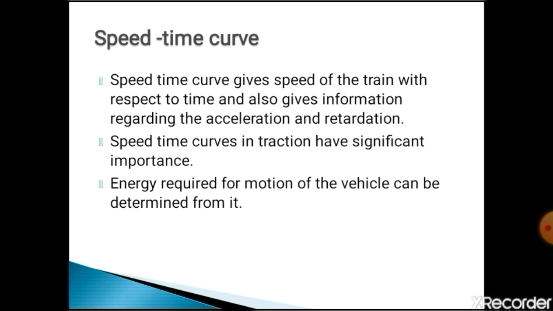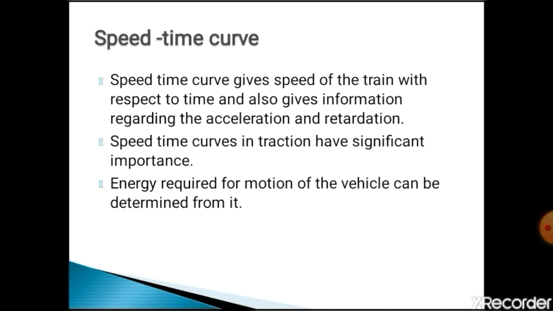Next we'll move on to the speed time curve. This is the speed time curve. The speed time curve gives us the speed of the train with respect to time and also gives information regarding the acceleration and retardation. The speed time curves in traction have significant importance. Energy required for motion of the vehicle can be determined from it.